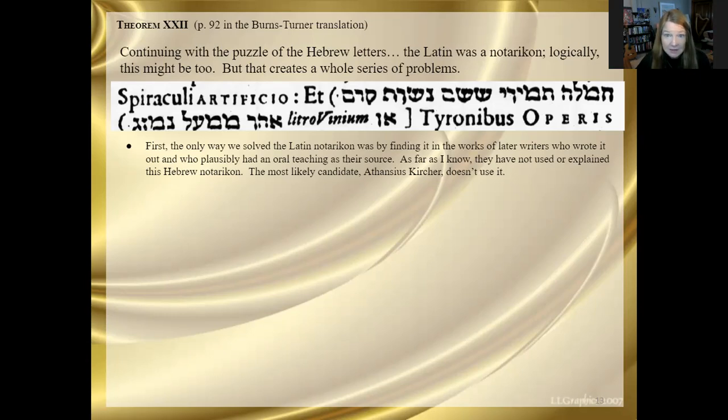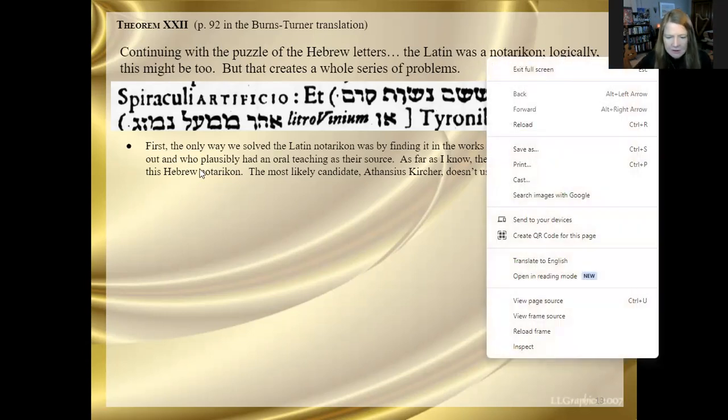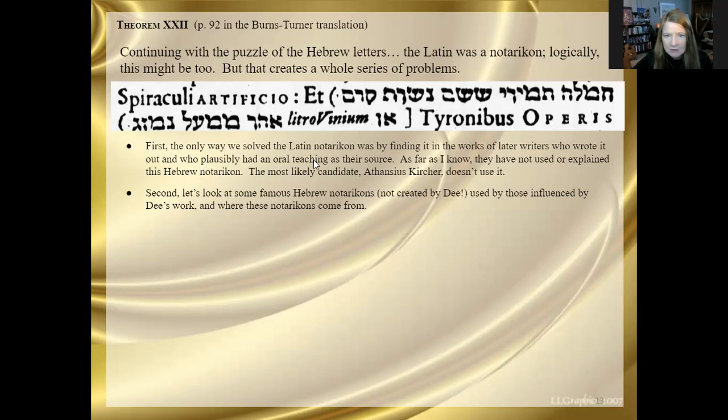The most likely candidate, Athanasius Kircher, who knows everything about everything, just ask him. He hasn't used it. That kind of made me giggle because I thought, oh, Kircher, you didn't have all of the secret teachings, did you? But anyway, why don't we look within Jewish communities? Hold that thought. Let's look at some Hebrew notericons that aren't created by Dee.